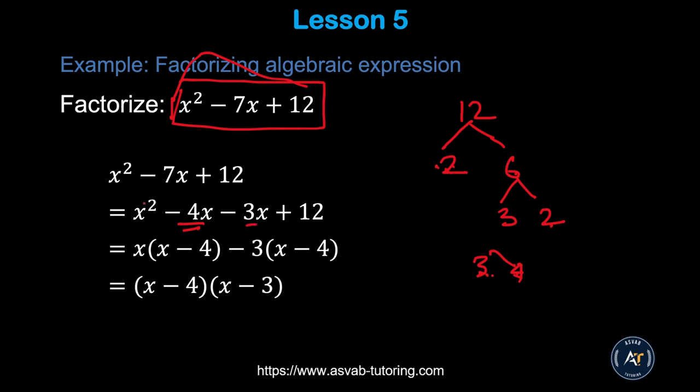So now you split this 7x into negative 3x minus 4x. If you take the x common here, that gives you x times (x minus 4). And if you take 3 common here, that gives you 3 times (x minus 4). So now x minus 4 is common here, and then x minus 3. So the answer is (x minus 4) times (x minus 3).